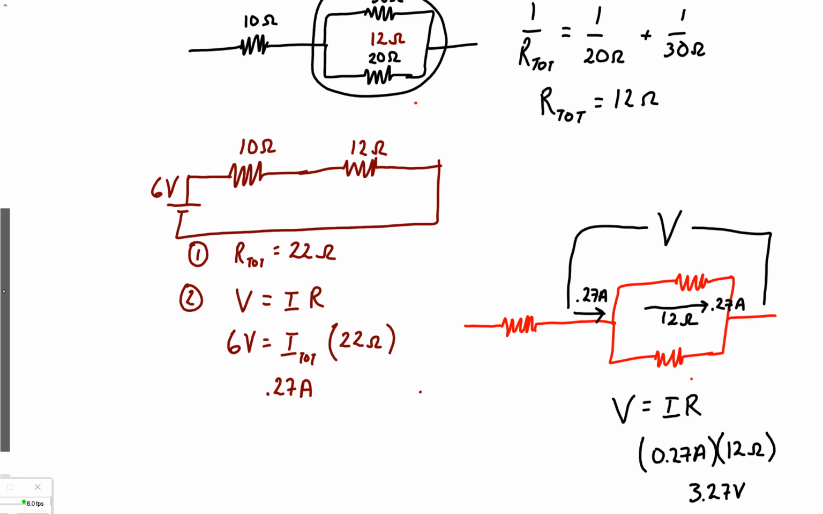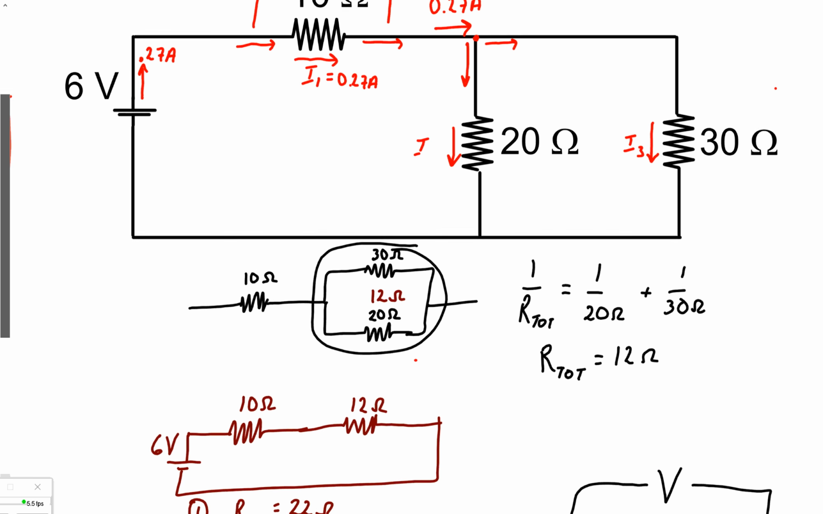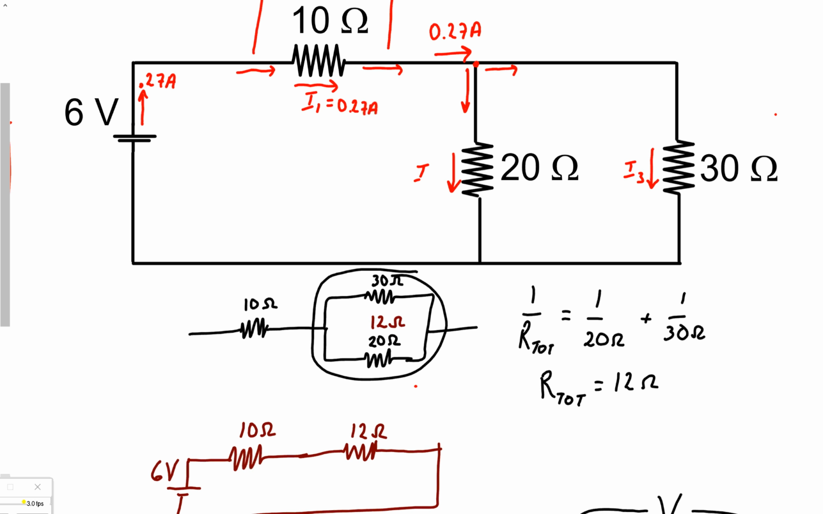Now, why was it important for me to find the potential? Let's go all the way back up to this initial picture, because now you'll see how easy it is. You see, now I know that around this section, the potential is 3.27. These are parallel, and if you remember in parallel, the potential is the same across parallel resistors.